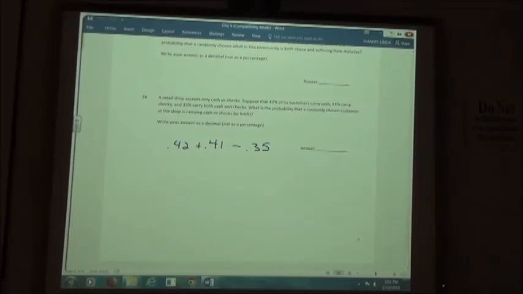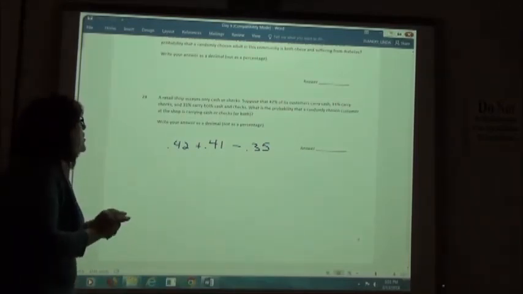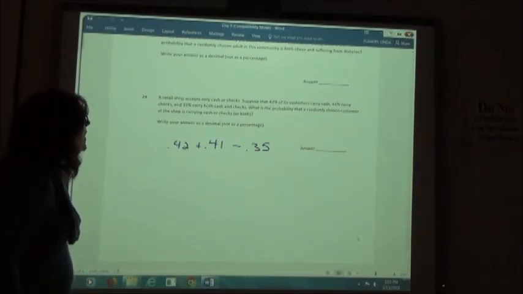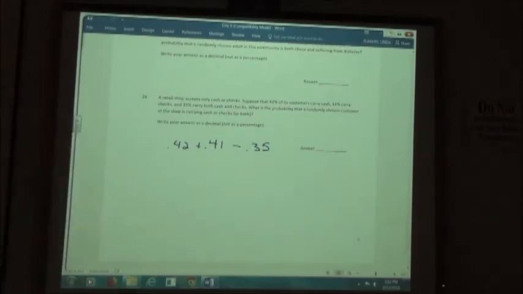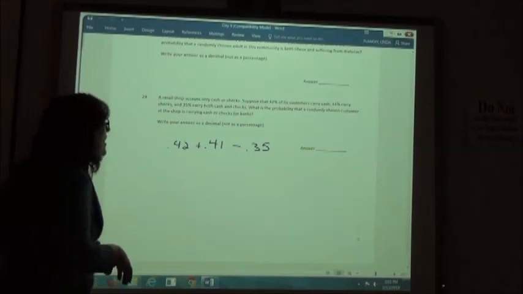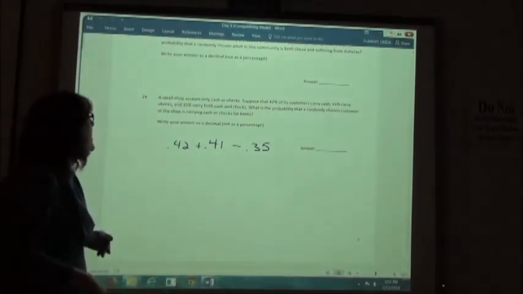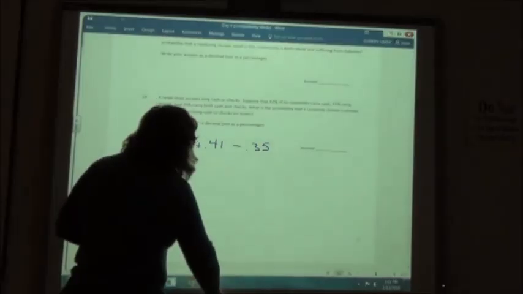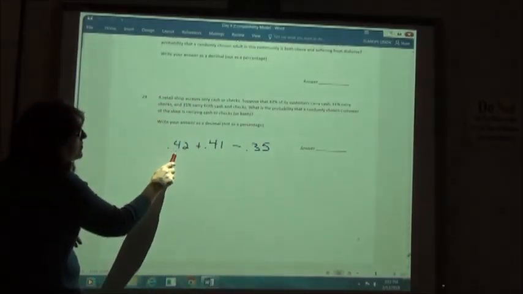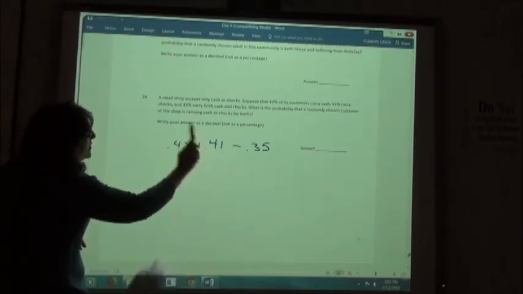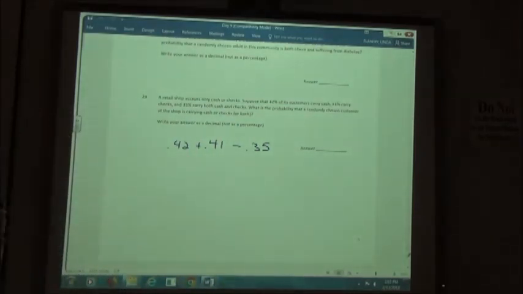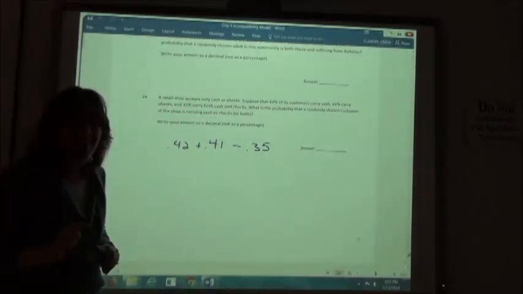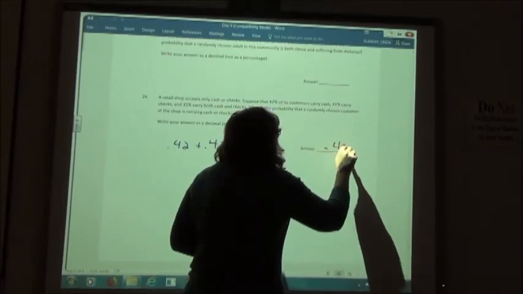Just because I don't know where that cut off, I'll just go back to the beginning of this one. A retail shop accepts only cash or checks. Suppose that 42% of its customers carry cash, 41% carry checks, and 35% carry both cash and checks. What's the probability that a randomly chosen customer at the shop is carrying cash or checks or both? We took the probability of the customers carrying cash, 42%, plus the probability of those carrying checks, 41%, and subtracted off the 35% that carry both, and our answer was 0.48. 0.48. Okay.